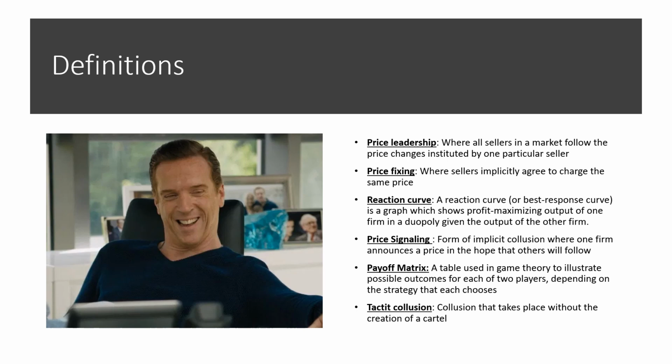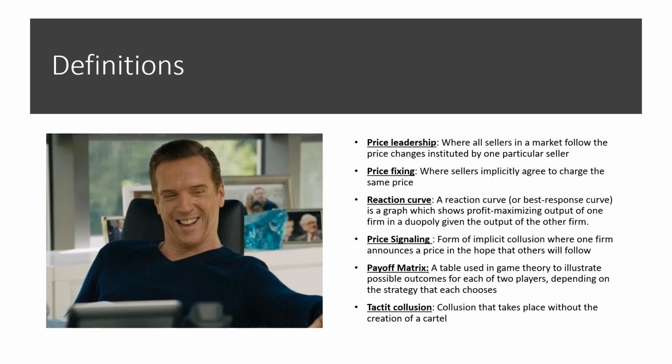And then we have price signaling. That's a form of implicit collusion. So there's explicit collusion and implicit collusion. Explicit is when it's obvious, there's a contract signed and everybody knows about it. Implicit is more subtle. And price signaling is a form of implicit collusion where one firm announces a price in the hope of other people following.